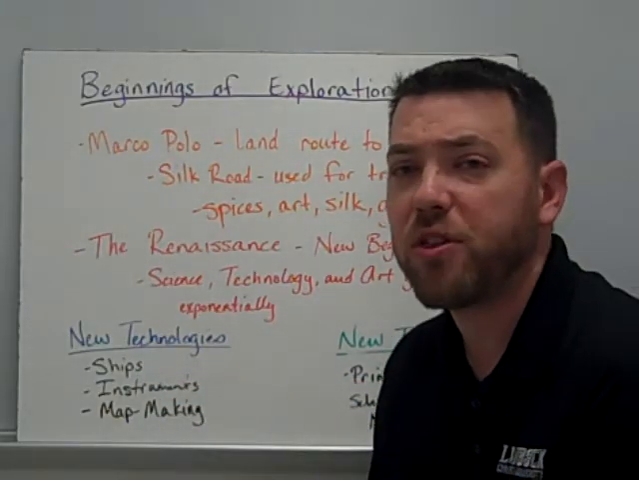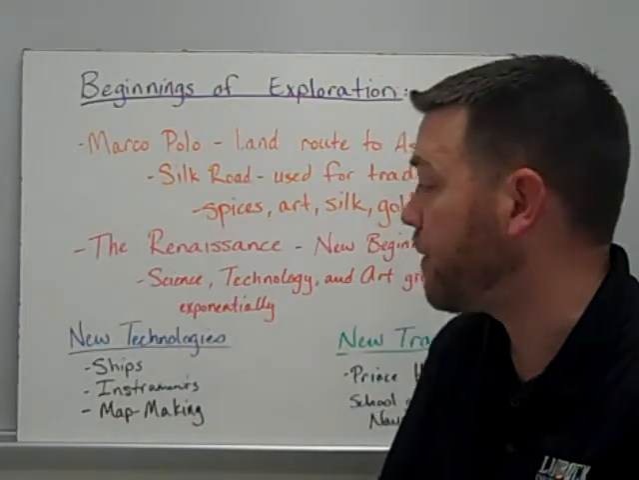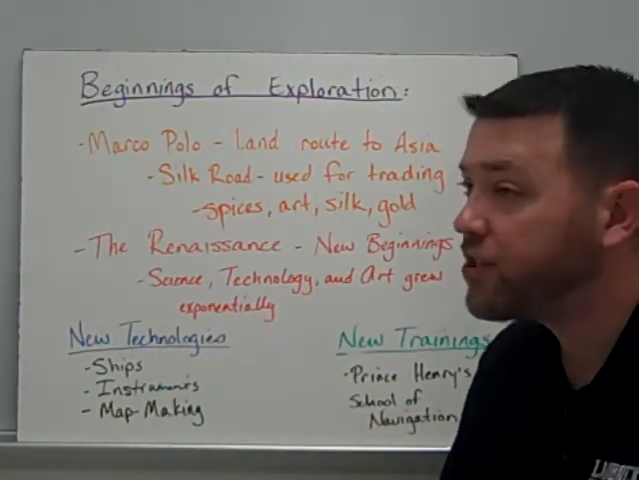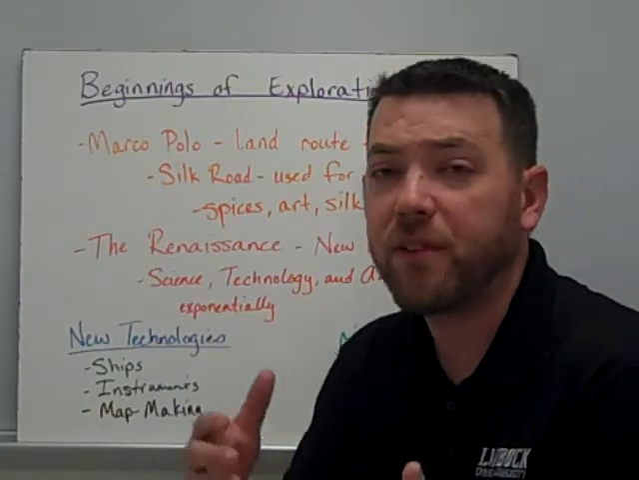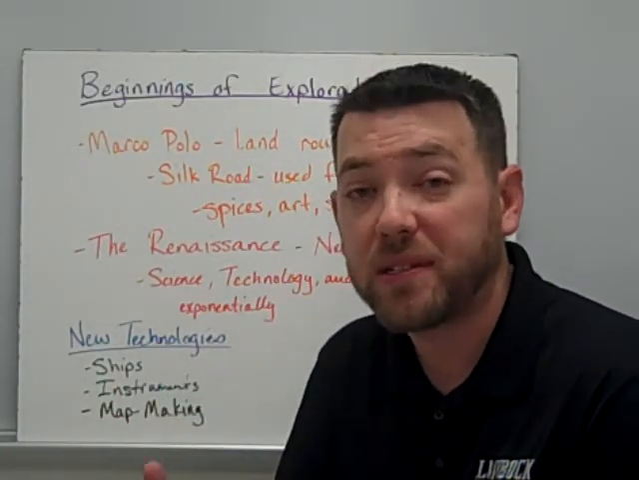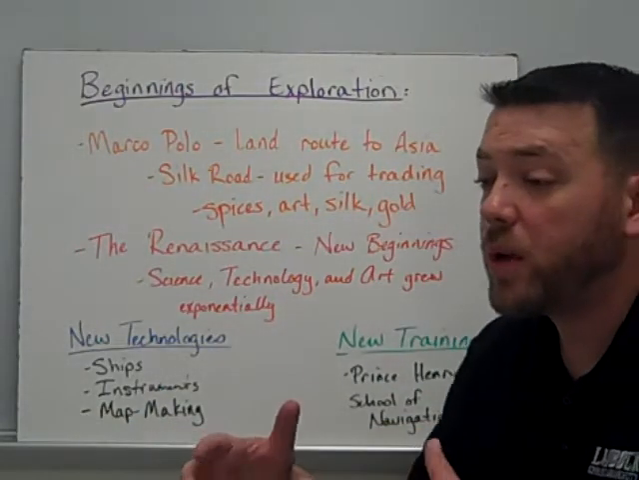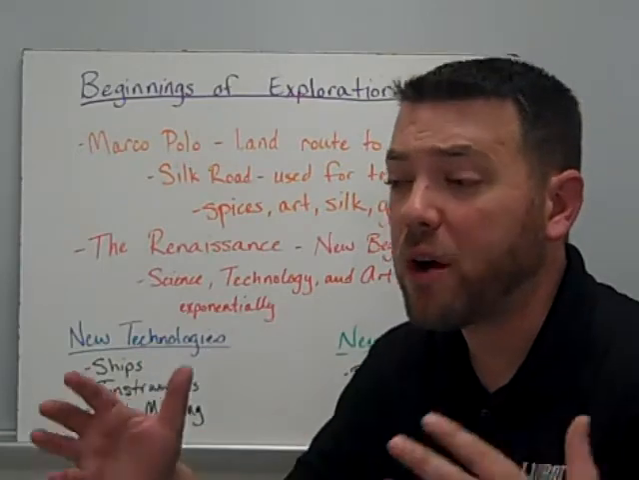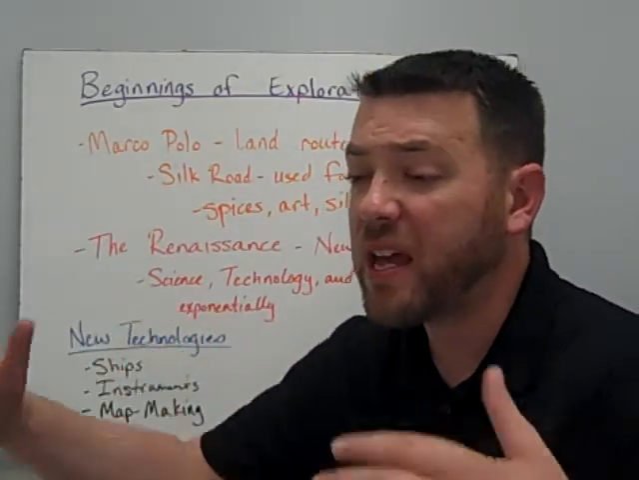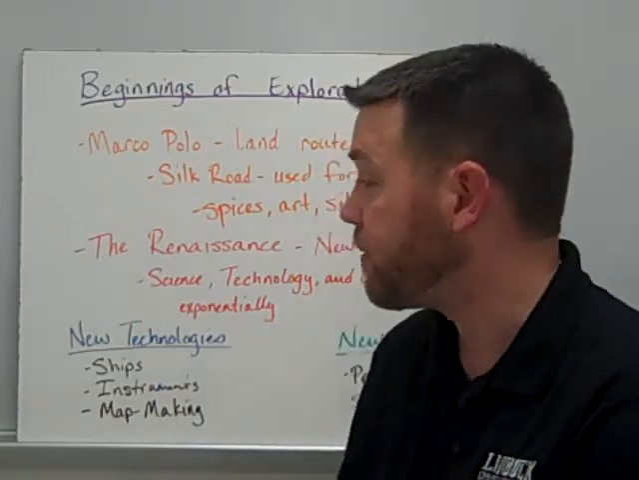We changed the way we thought about ships, and we built them better and stronger and faster. For instruments, we changed the way that we used them for navigation. We did not rely on the stars anymore. We made compasses. And map making really changed the way we found out where things are, how big and how long and how much land is in a place.